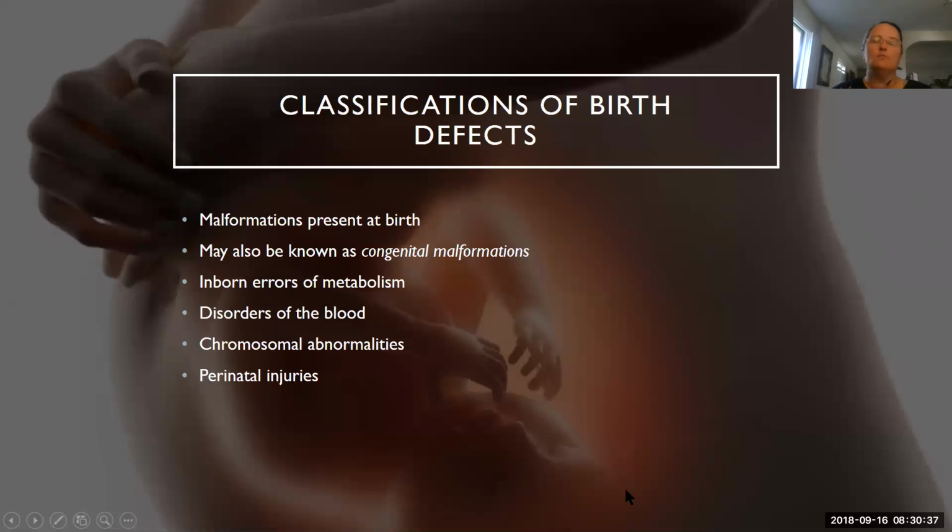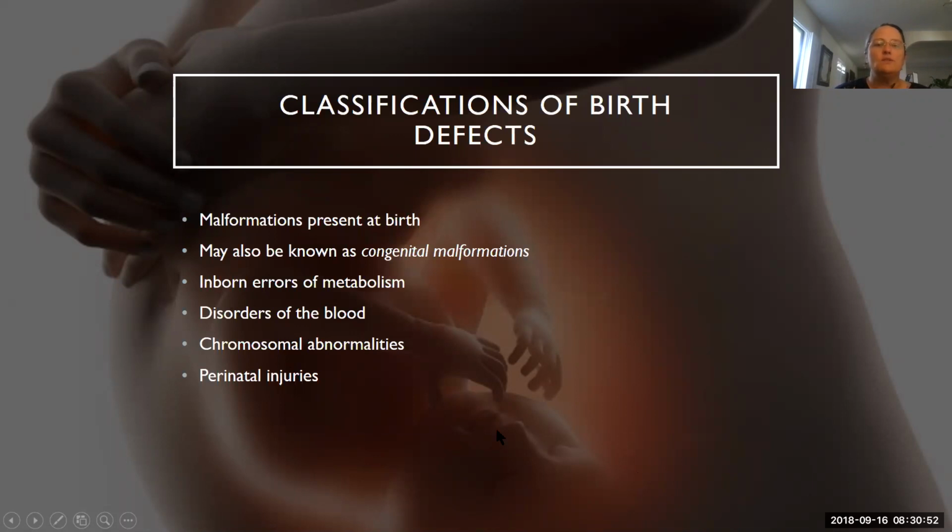So we're going to start bleeding into pediatrics just a little bit. You're going to spend more time learning about these things as we move into the next course, but we're just going to hit some of the highlights here of the ones that can be seen at birth.